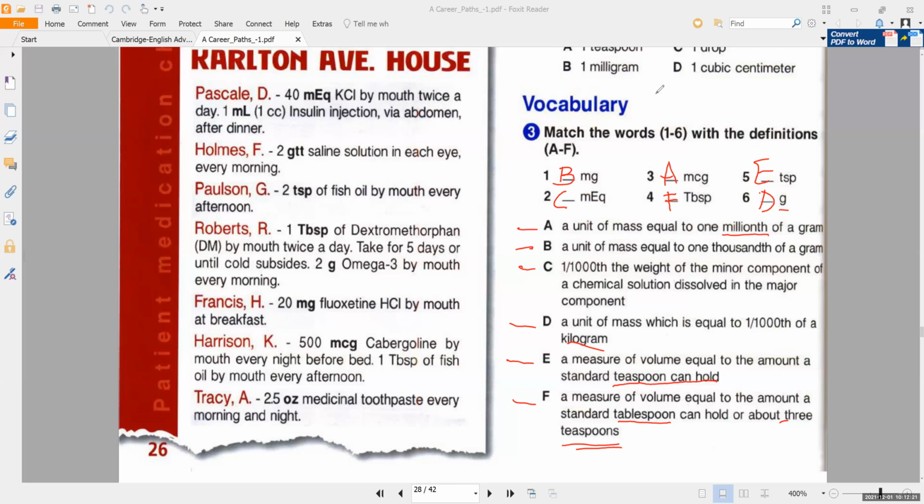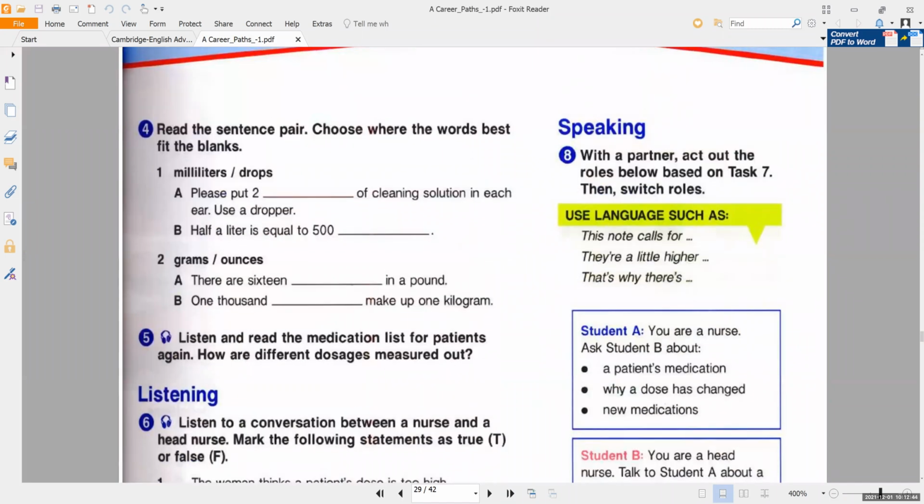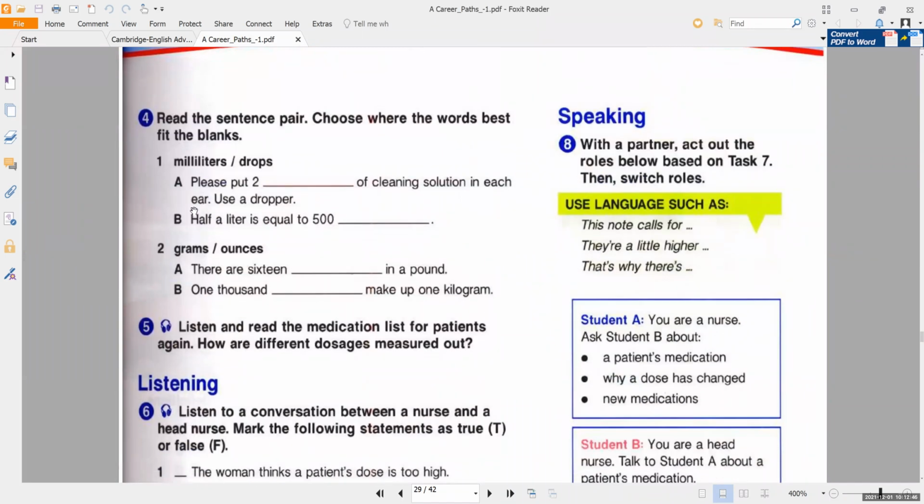Okay. Now these are the general measurements. Of course, there are other measurements which are used in the medical profession, but these are the most common and general ones. Now let's move to the second part of the class, which is about choosing the correct vocabulary. Read question number 4, please. Read the sentence pair. Choose where the word best fits the blanks. So we have milliliters and drops.